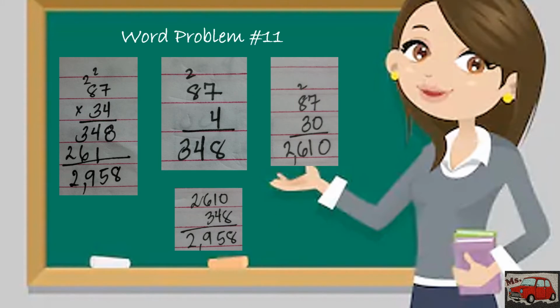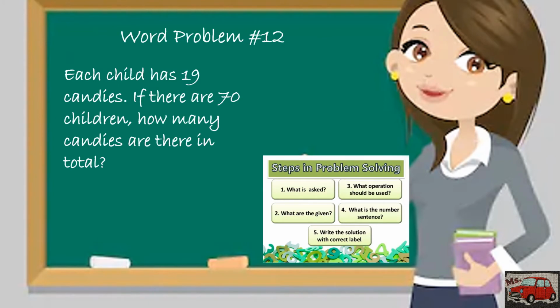Okay? Word problem number 12. Each child has 19 candies. If there are 70 children, how many candies are there in total? So let's use these steps. So first we have what is asked. So the question is, how many candies are there in total? Second, what are the given? So we have 19 candies sa bawat bata, and there are 70 children.